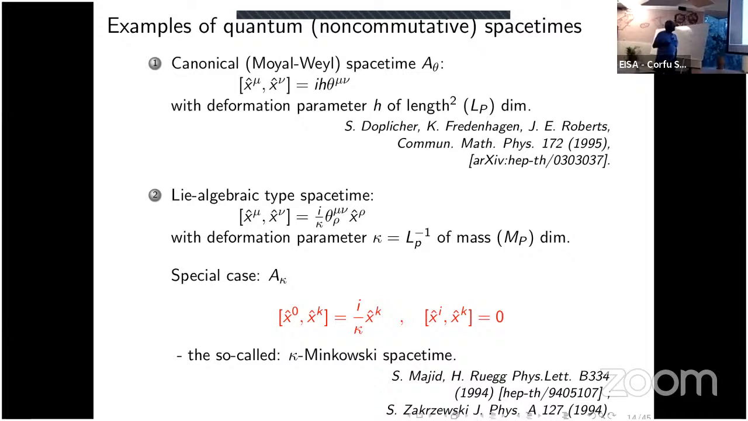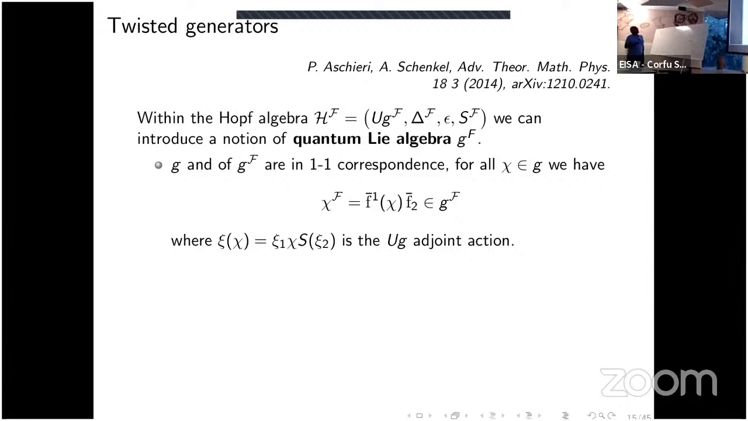But it turns out that kappa-Minkowski space-time can be obtained in many ways from different twists. We will see it soon. So it's not necessary to keep as a symmetry the canonical kappa-Poincaré algebra. But similarly to the quasi-triangular deformation, we can also use a kind of canonically deformed generators, and this is the formula which comes from this paper by Aschieri and Schenkel.